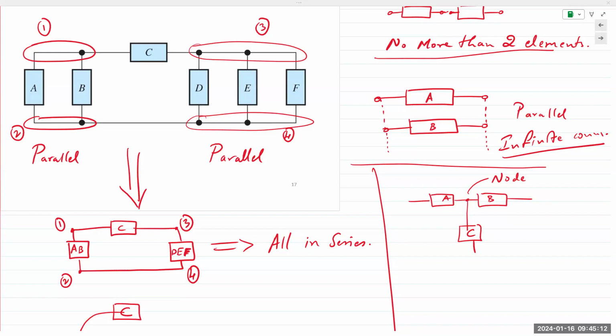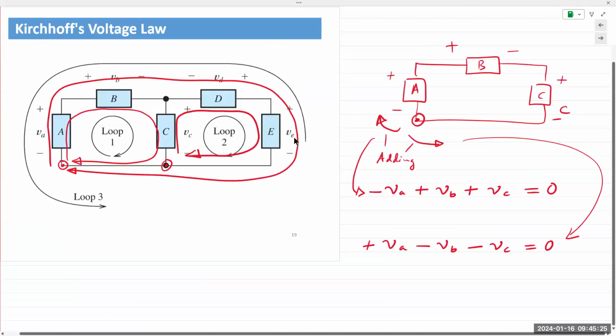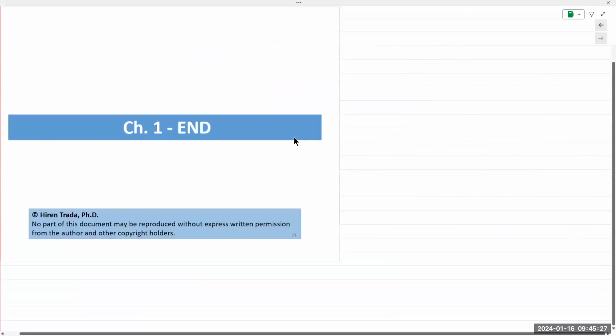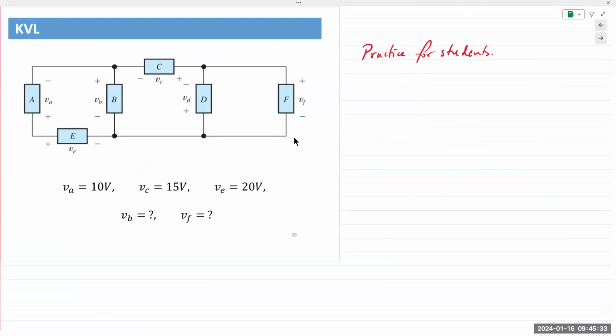Any questions? Okay. Then I believe this should be the end. We covered KVL. Was there any questions about KVL? Practice KCL and KVL problems? Anyone?